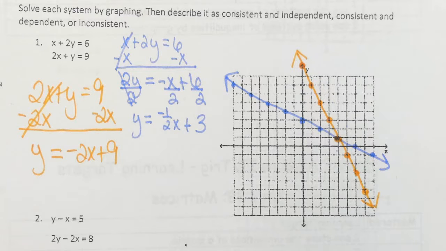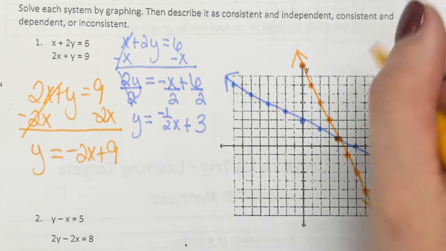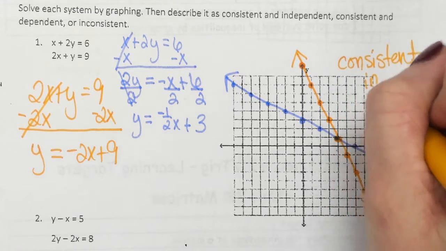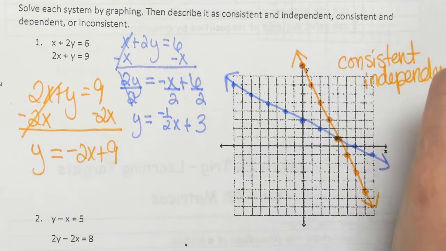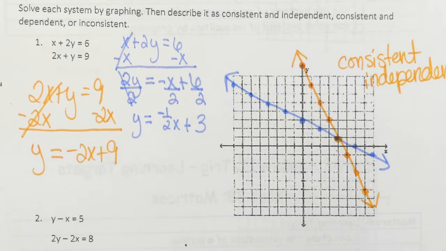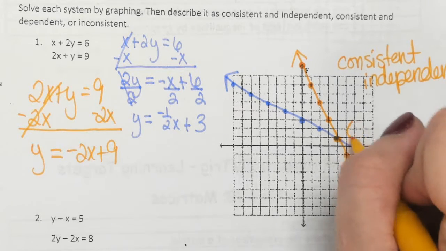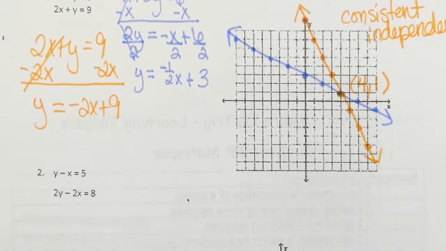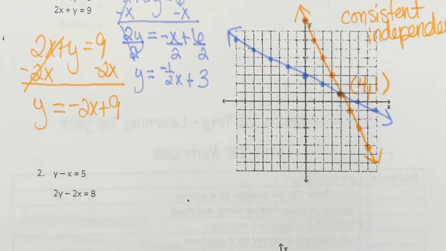Okay, so what kind of graph is that? Is that consistent and independent? Are y'all okay? What's the point where they cross? 4 and 1. Very good. Perfect. All right, y'all try number 2. Make sure you label it consistent and independent, and that they cross at 4, 1.